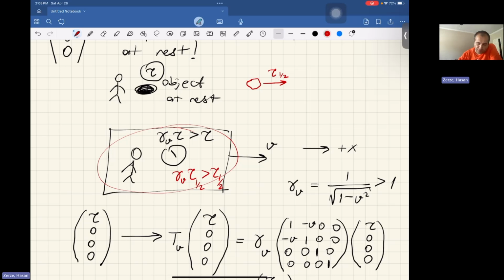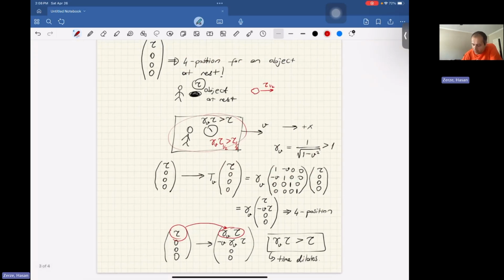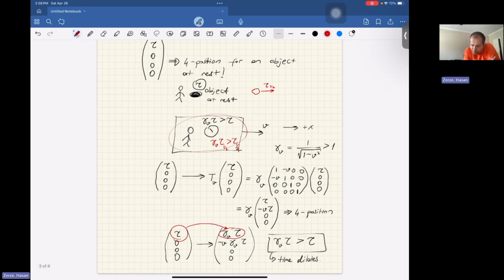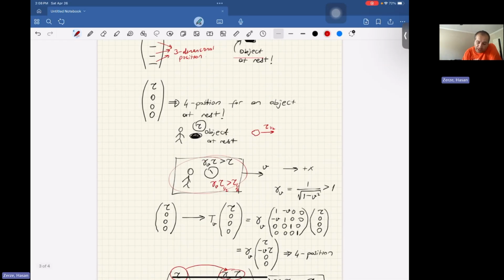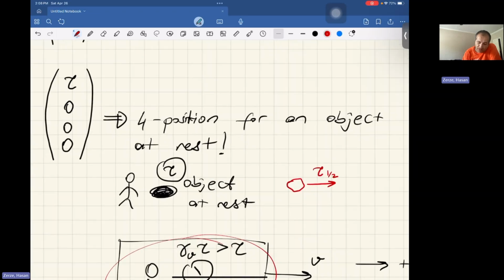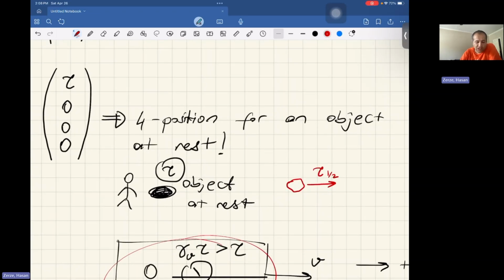So this is the time dilation, and this is how one can find it, starting from the four-position for an object at rest and applying the Lorentz transformation.